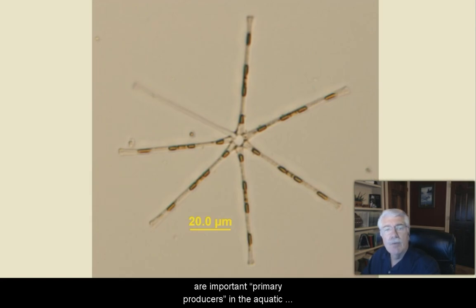Phytoplankton photosynthesize when exposed to sunlight, so they're important primary producers in the aquatic food chain. They produce organic compounds from carbon dioxide dissolved in the water. They also produce oxygen that can remain either dissolved in the water or can rise into the atmosphere.